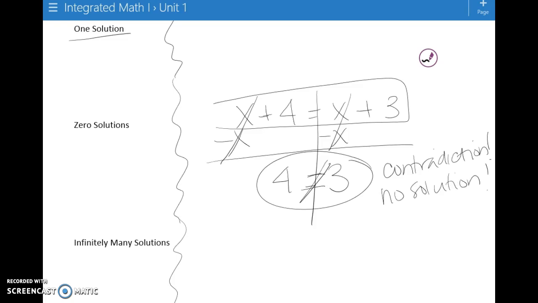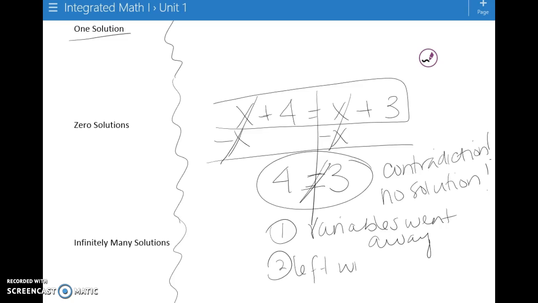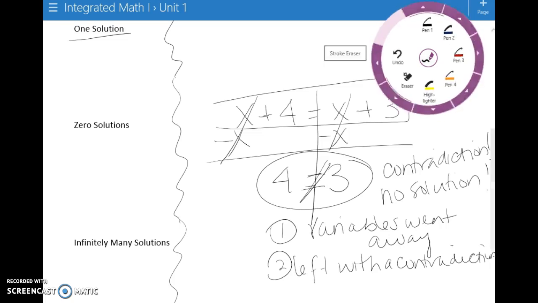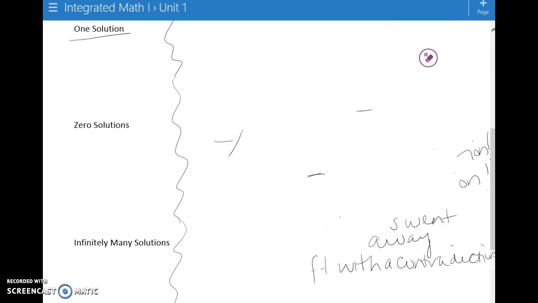So two things to look for, big hints to know you're about to have a no solution or zero solution equation. First, your variables disappeared. Notice how the variables on both sides went away. And two, you're left with a contradiction. That's how you know you have no solution, or zero solutions. Let me do another example of that.